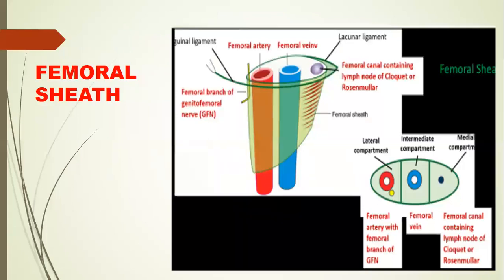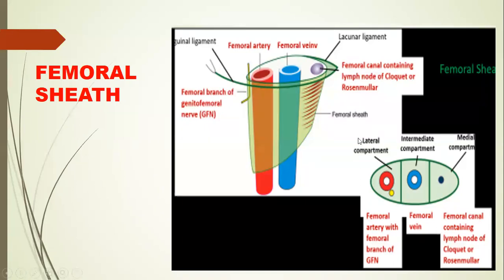Again, this is the schematic drawing showing you what lies in the different compartments of the femoral sheath. This is a funnel-shaped structure called the femoral sheath. This is the anterior wall, which is just formed by the fascia transversalis, and this one is the posterior wall. It is formed by the fascia iliaca.